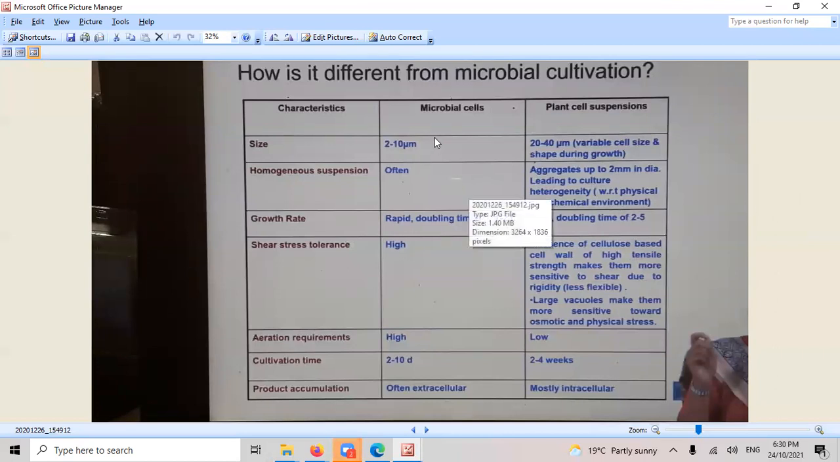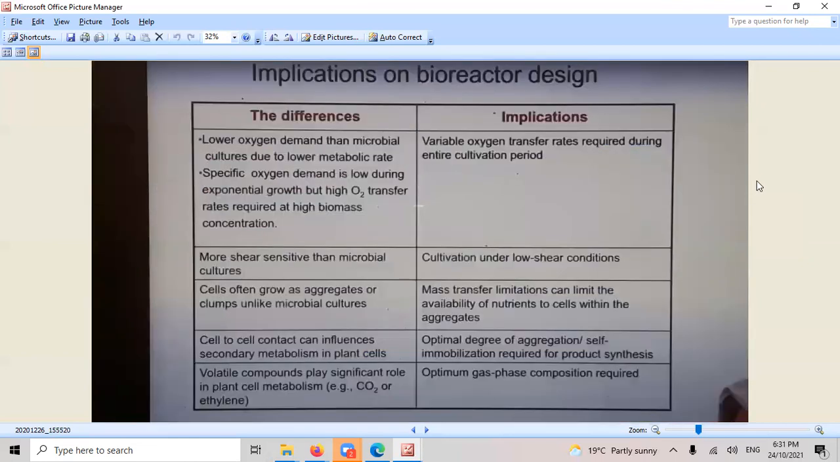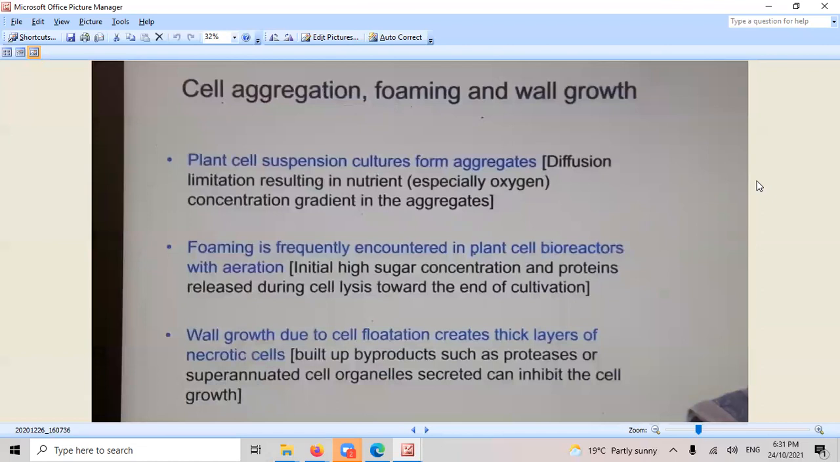I like this. This says the size of microbial cells is 2 to 10 micron and plant cells are 20 to 40 micron. Big difference. And the culture time is 2 to 10 days for microbes, and for plant cells it's 2 to 4 weeks. The growth rate doubling is 1 to 2 hours for microbes, and it's days in plants. Really cool comparative. And there are some bioreactor differences.